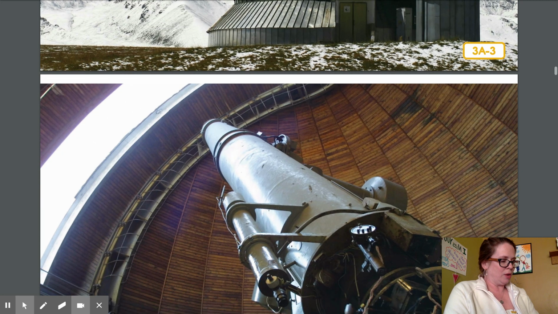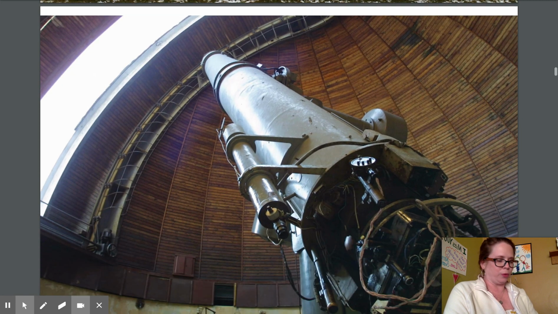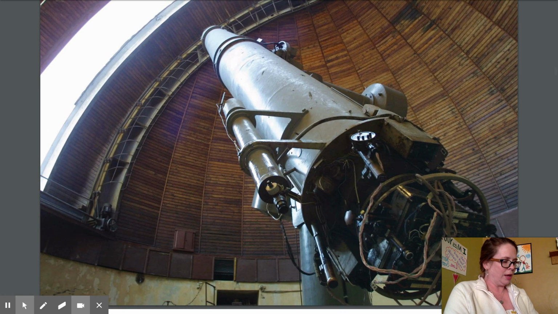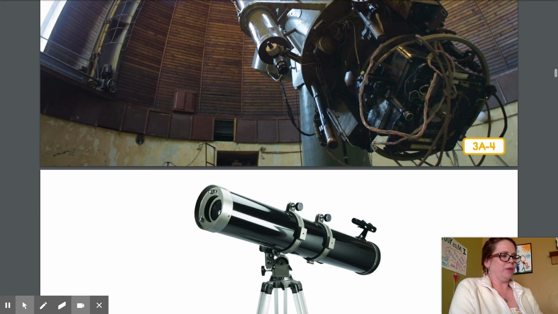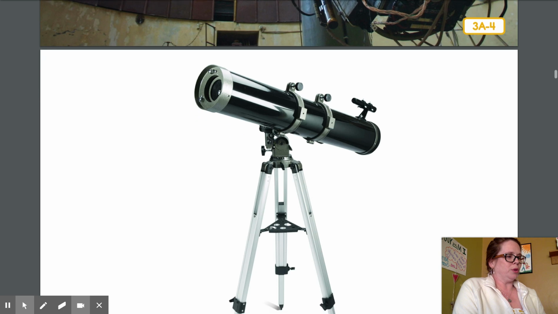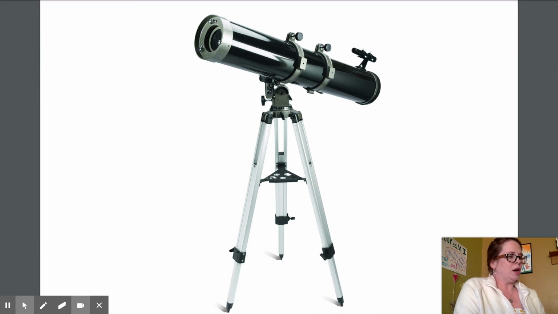Astronomers need really big, powerful telescopes to do their work. This is the kind of telescope you may find inside an observatory. That is one big telescope. But you don't need a massive telescope and fancy mountaintop to enjoy the wonders of stargazing, or looking at stars. If you want to get a better look at the stars or a closer look at the moon, a pair of binoculars will do the trick.